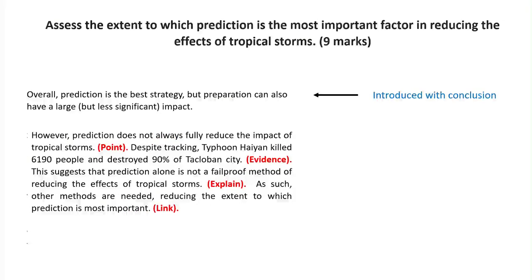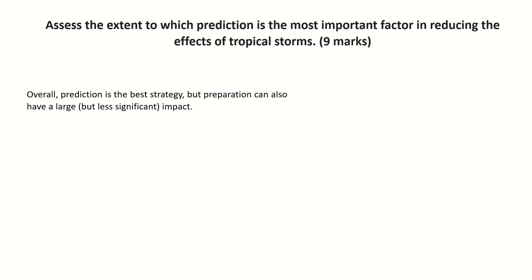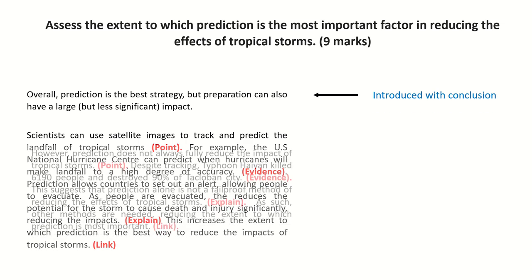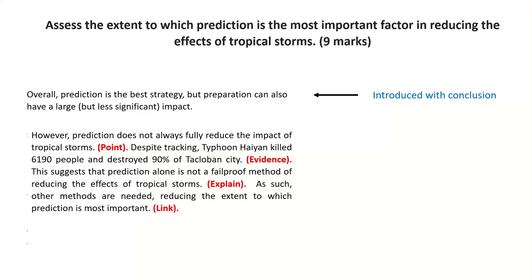On the other side of the argument, then, now the important thing to remember is when we are doing an assess question, we always have to have a concurrent argument throughout our theme. So in this question here, I've already spoken about prediction. I'm going to want to bring in preparation or protection in this one as well. If it was just assessing something, it's weighing up different factors against each other. So for my other argument, I might say, however, prediction does not always fully reduce the impact of tropical storms.